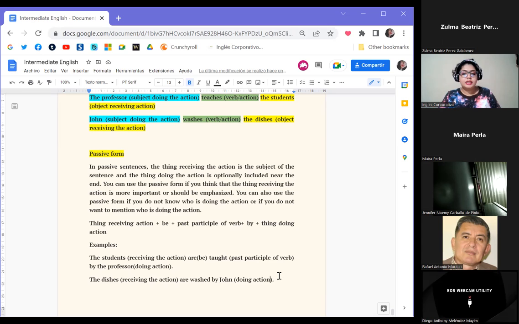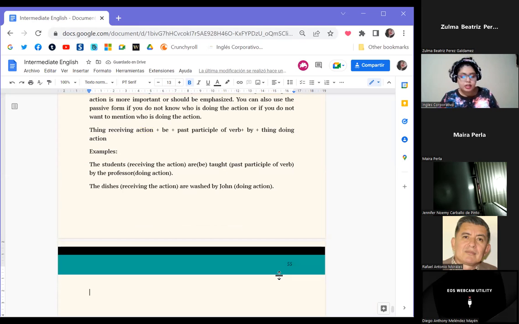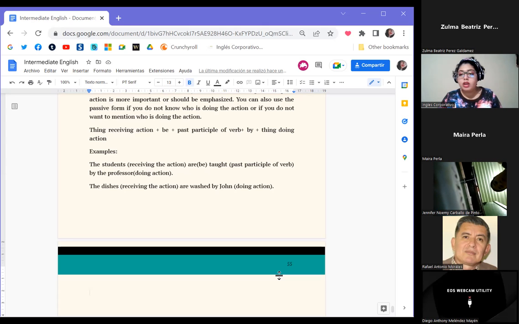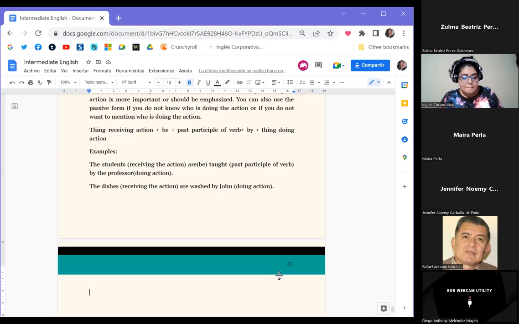Then we have some examples that we are going to see with the different tenses. We have simple present continuous, simple past continuous, present perfect continuous, past perfect continuous, simple future will, simple future be going to, future continuous will, future continuous be going to, future perfect will, future perfect be going to. Then we have future perfect continuous with will, future perfect continuous be going to, used to, would always, future in the past will. And the last one is future in the past was going to.